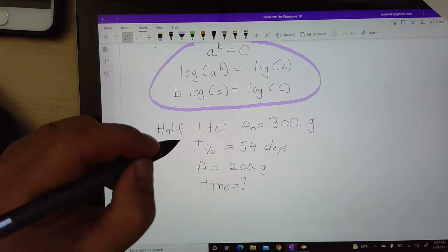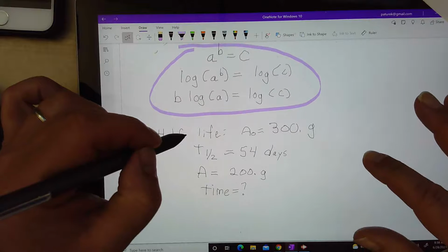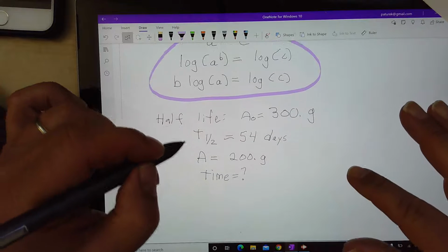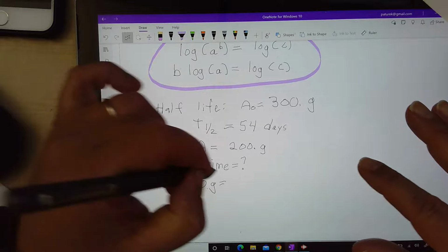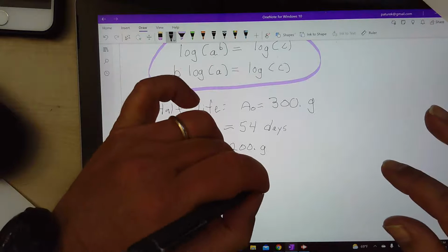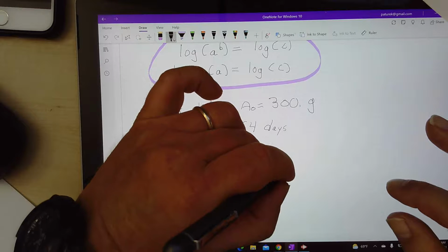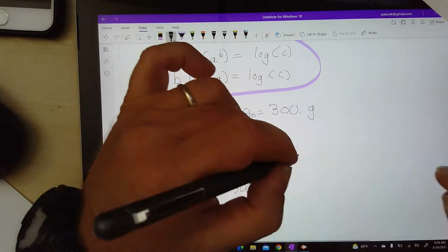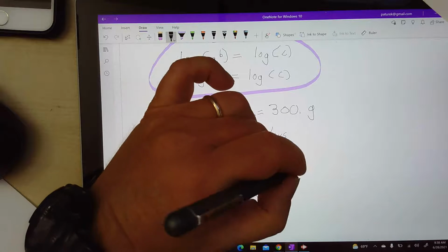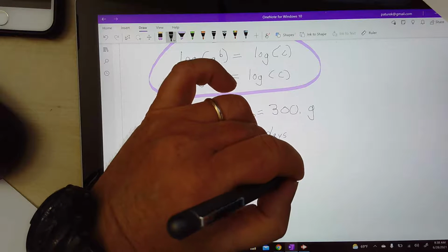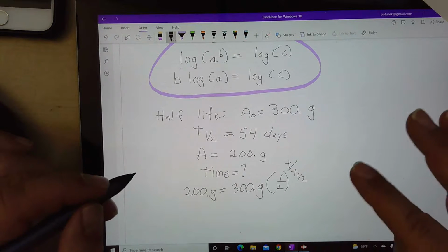Just to finish this thing off, I'm going to use the properties of logarithms. And the way that's going to go is I would say 200 grams equals 300 grams to start off with times 1/2 raised to some unknown power of the actual time that went by divided by the half-life time. Okay, we don't know what that ratio is.